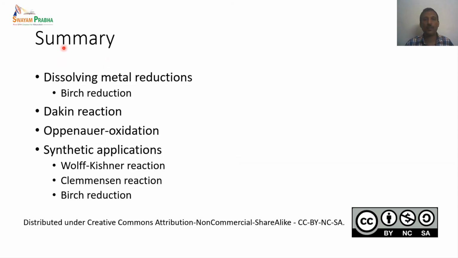Let us recap the summary of what we have studied so far. We have studied dissolving metal reductions. In that we studied Birch reduction, its mechanism, and what solvent we have to use, all those things. We also studied the Dakin reaction and its synthetic utility. We also studied Oppenauer oxidation and how the reaction mechanism works. In the synthetic applications, we have studied how Wolff-Kishner reactions and Clemmensen reductions are used in synthetic organic chemistry, and we also studied Birch reduction applications. With that, we conclude this session. Thank you.